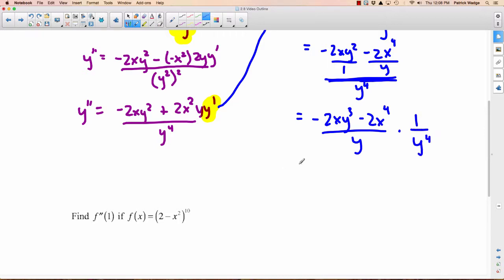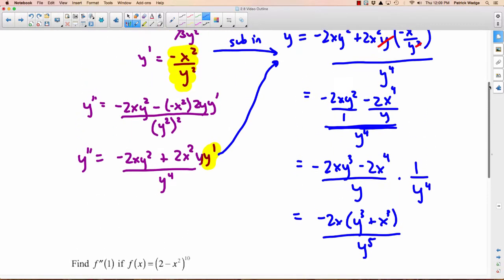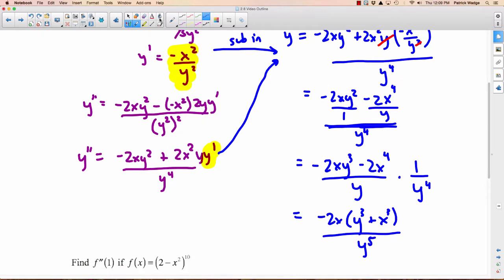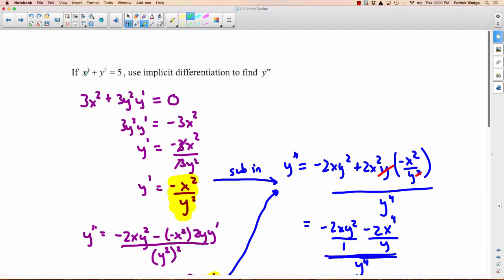Okay, so now on the top, what can we factor out? Negative 2x. Take out a negative 2x, and what's left is y cubed plus x cubed. And on the bottom, we have y times y to the fourth, which is y to the fifth. Seems like we're done, doesn't it? But here's something that will often happen, and it's kind of a cool thing. If you look at this right here, y cubed plus x cubed, and you look back at the start, x cubed plus y cubed, they're exactly the same.